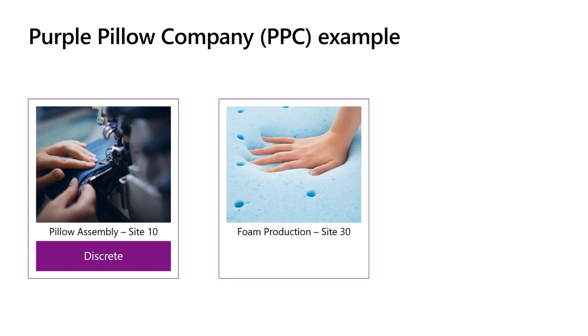Site 30 houses the foam production site, which takes various chemicals and produces the foam inserts for pillows as well as other foam products. This site runs process as their mode of production, since they're using more of a continuous manufacturing process, and some of their processes have multiple outputs.